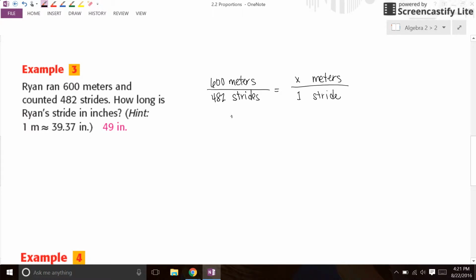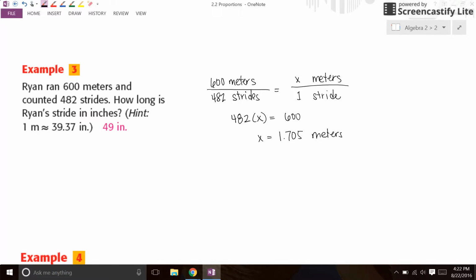Get my calculator out. I get 482 times x is equal to 600 times 1. I'm going to bring that 482 over. So I'm going to get my calculator out. 600 divided by 482, and I get 1.705. So x is 1.705. But wait, I was in meters, and that's why units, yes, they are important. Those are meters. So now I would like to know how many inches that is.